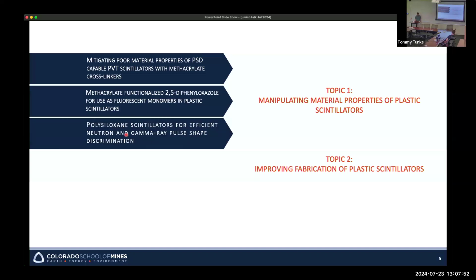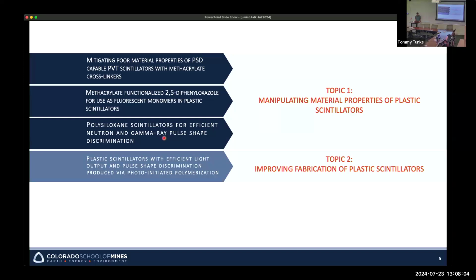And I probably won't get to the polysiloxane scintillators, but that's just a way that we can make scintillators like in 3 hours versus the usual like 10-day process that's with plastic scintillators. And then I'll talk about how we can use alternative methods for processing. In this case, we use a photo-initiated process rather than a thermal process to make the scintillators. And by doing that, we can also improve on the processing time.